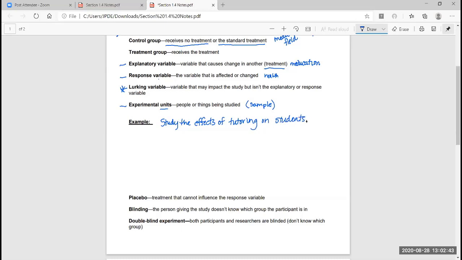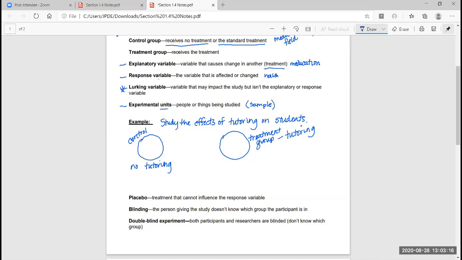So in this study, I'm going to have a control group, and a lot of us are visual learners, so that helps us see. There's my control group, and they're going to get no tutoring. And then I'm going to have my treatment group, and they're going to receive the tutoring.